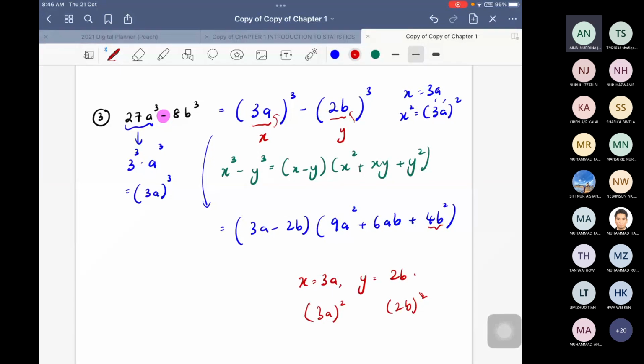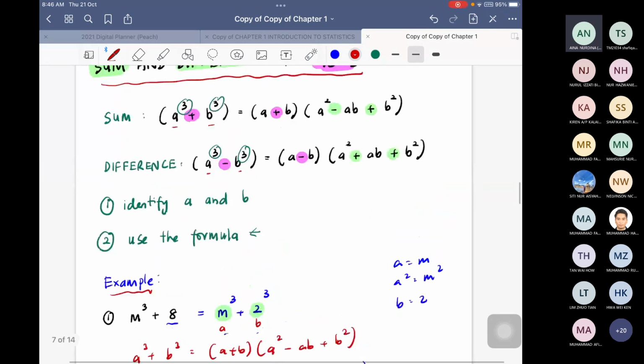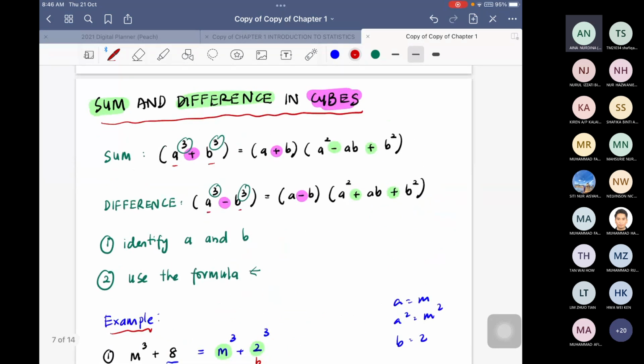So step pertama adalah jadikan dia dalam bentuk cube. Identify apa dia nilai A dengan nilai B and then only you substitute masuk dalam formula. And be careful with the formula. Tengok formula betul-betul yang mana satu nak kena pakai sebab ada dua ni. Kalau tambah, kena pakai yang kat atas ni. Kalau tolak, use the one at the bottom.